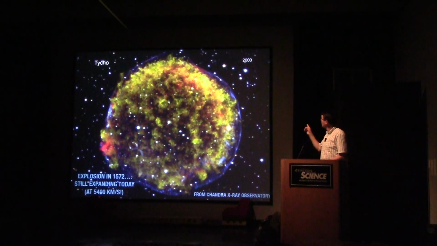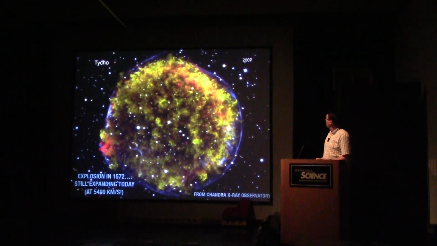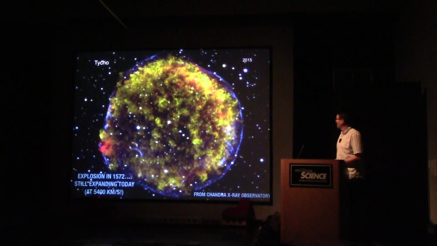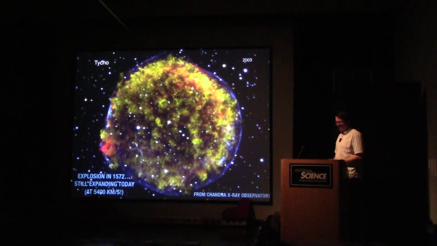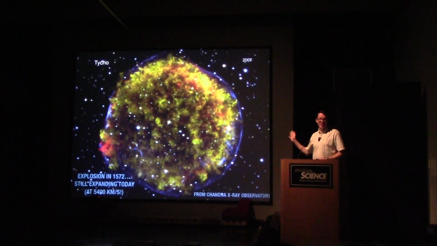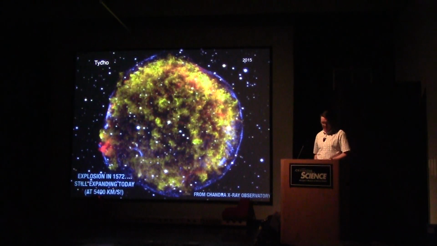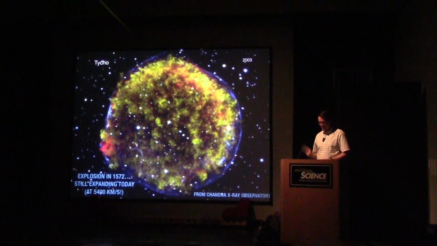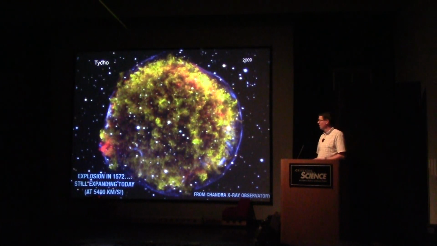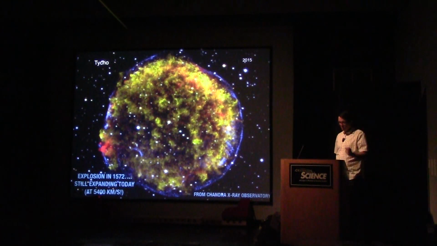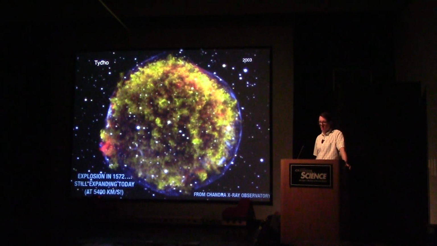So this is the image in the year 2000, and this should be a little animation over a period of about 15 years. And you can see it move. So we can actually measure the expansion rate, and the fastest expansion rate they measure is 5,400 kilometers per second, even almost 500 years after the supernova explosion.